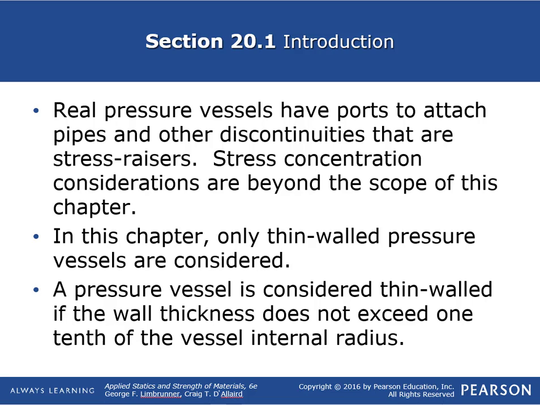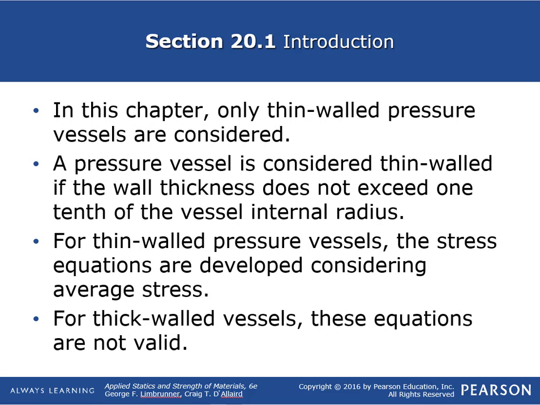We're going to talk about that in the next slide. But a pressure vessel is considered thin wall if the wall thickness does not exceed 1/10 of the vessel internal radius. Now, for all your homework problems, you're going to have to check this assumption that this is a thin wall pressure vessel. Okay, so in this chapter, only thin wall pressure vessels are considered. A pressure vessel is considered thin wall if the wall thickness does not exceed 1/10 of the vessel internal radius.